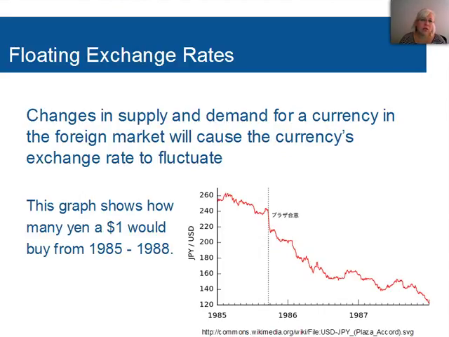Most countries today use a flexible exchange rate. This means changes in supply and demand for a currency in the foreign market will cause the currency's exchange rates to fluctuate, potentially every moment of every day. However, most exchange rates make only small adjustments over time. This graph shows that in January of 1985, you could buy nearly 260 yen with your dollar. By the end of 1987, $1 would buy only 120 yen.